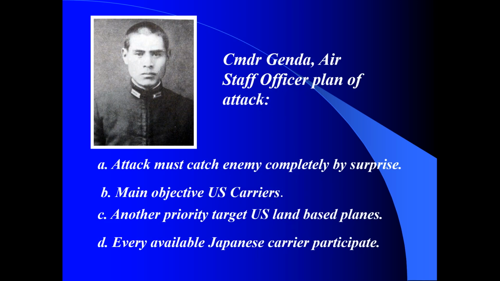Commander Genda's plan of attack included the following concerns. A. The attack must catch the United States completely by surprise, otherwise the Americans would counterattack. B. The main objective would be to destroy U.S. carriers in order to restrict U.S. long-range capability. And C. Another priority target would be the U.S. land-based planes, to prevent them from following Japanese planes back to their carriers. D. Every available Japanese carrier should participate to cause maximum damage to the United States fleet.